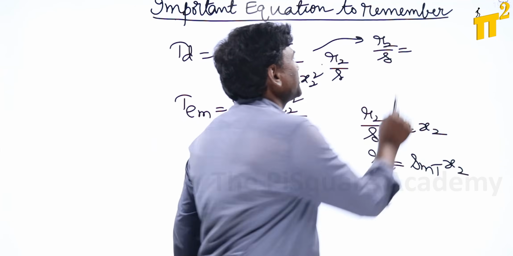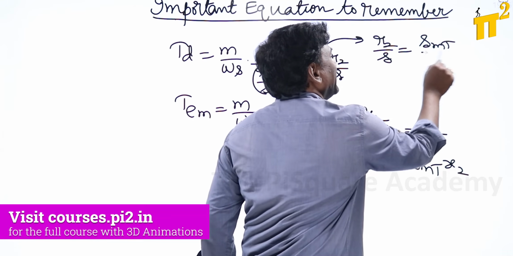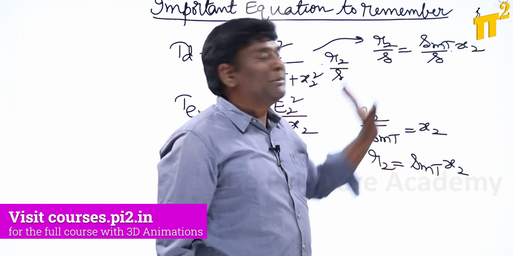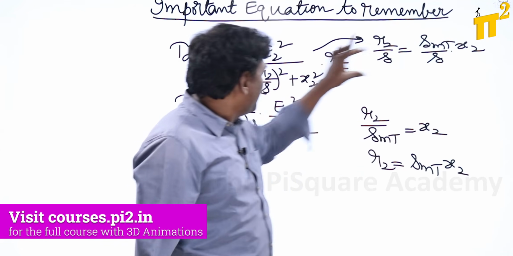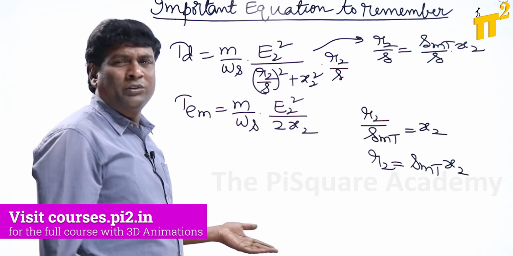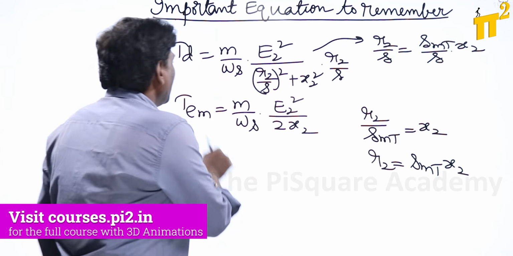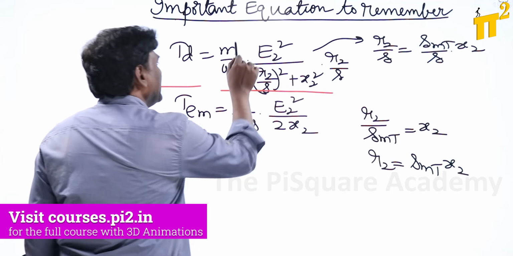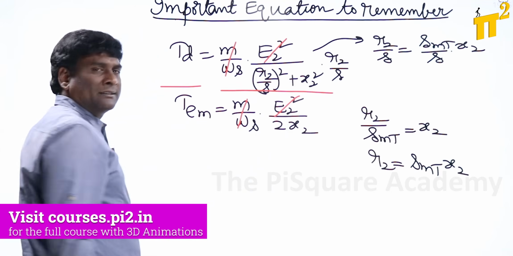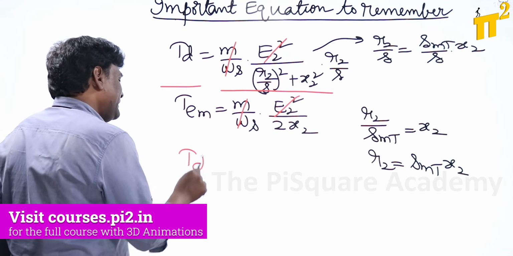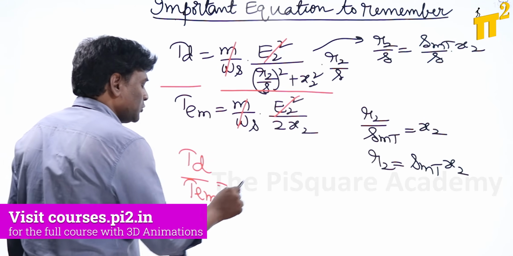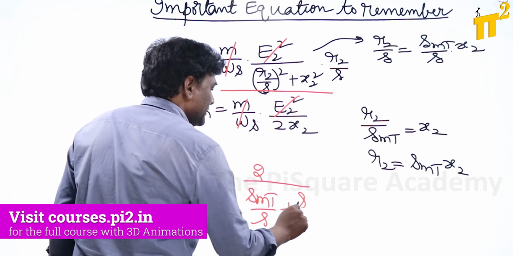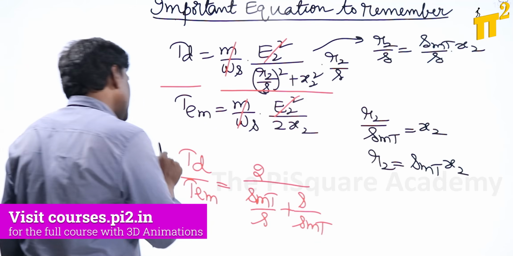R2 is nothing but SMT into x2, so SMT by S into x2, right? R2 value is going to be this divided by S. Okay, so if you place these values here, you need not go for derivation. Actually it's a very small derivation only, because TD divided by TEM, m by omega s will get cancelled, E2 square will get cancelled. Ultimately TD divided by TEM is going to be 2 divided by SMT by S plus S by SMT. This has to be remembered.